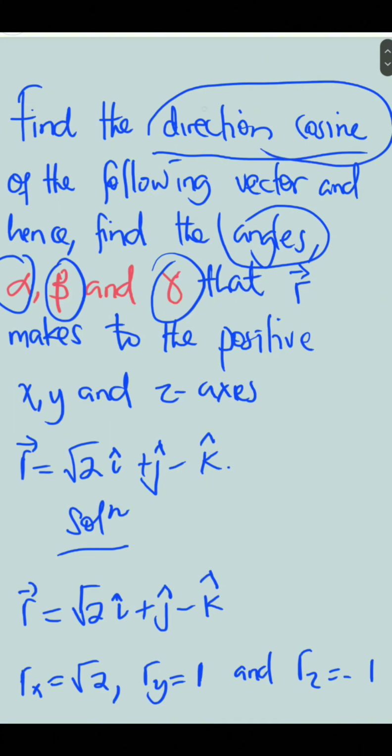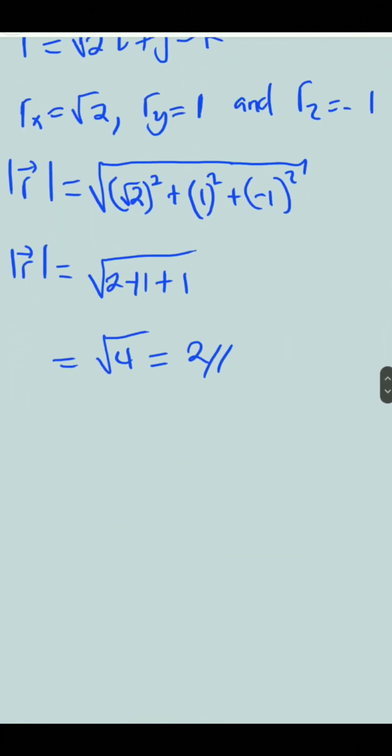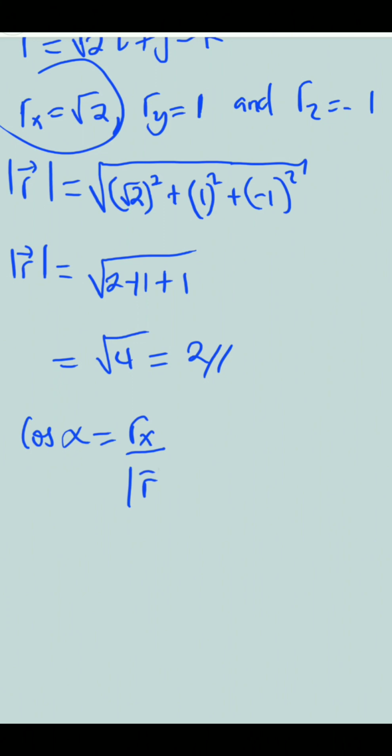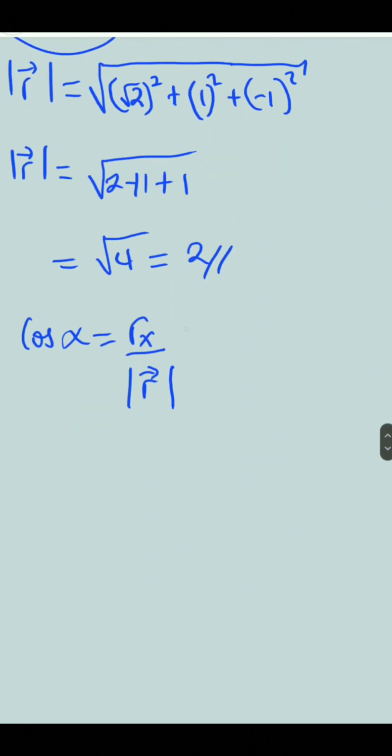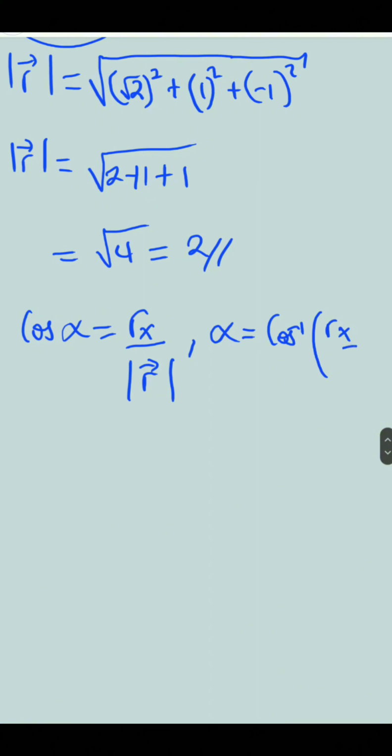Now let us find our direction cosines for alpha, beta and gamma. We have cos alpha, which gives us the direction cosine. This is the component for x over the magnitude of our vector r. That is our formula. This also means that our angle comes out as cos inverse of whatever we have on the right hand side for the direction cosine.